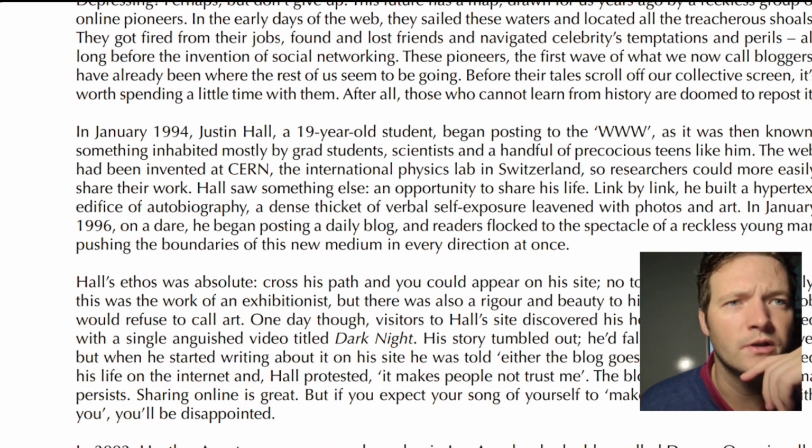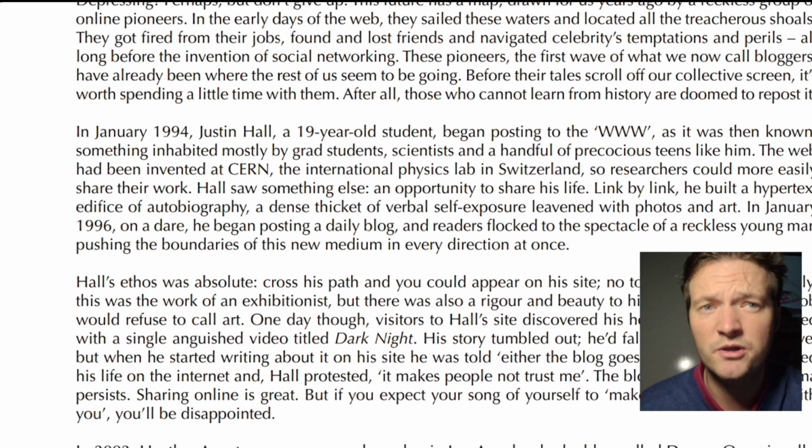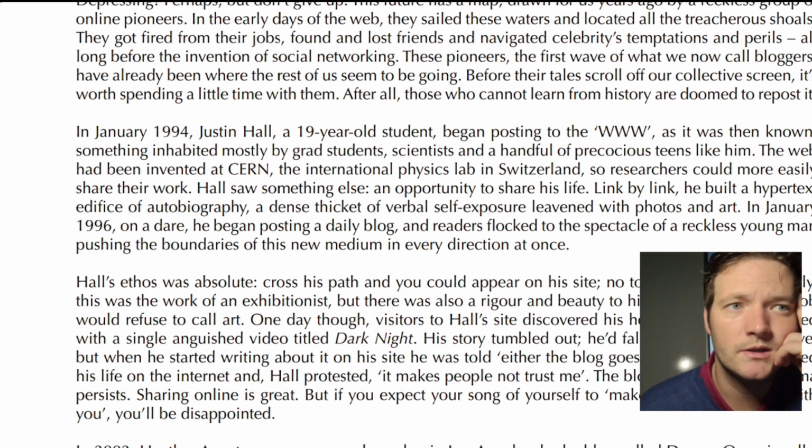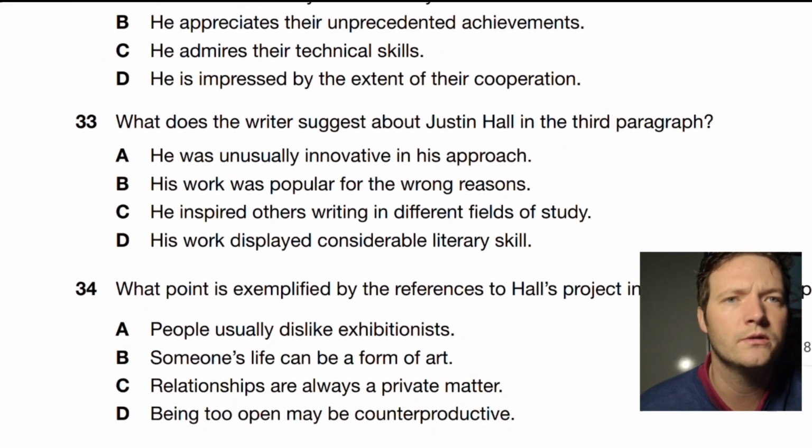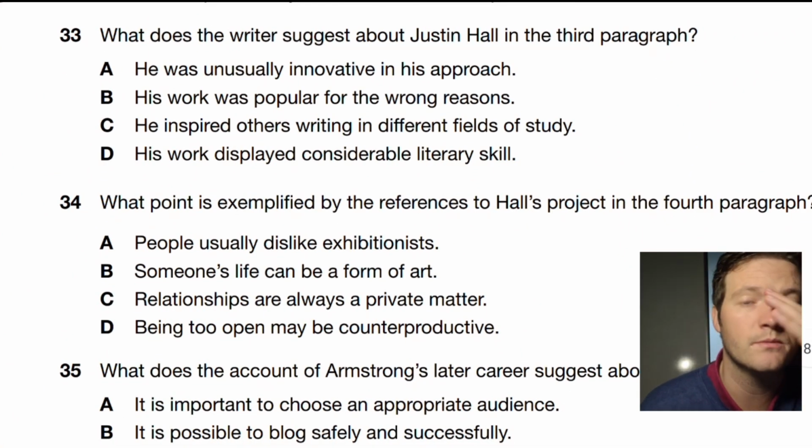Hall saw something else, an opportunity to share his life. He saw an opportunity. He innovated. He built a hypertext edifice of autobiography, a dense thicket of verbal self-exposure, leavened with photos and art. I don't think he's saying that it's particularly literarily skillful. Yeah, I'm pretty sure that's A. He was unusually innovative in his approach.